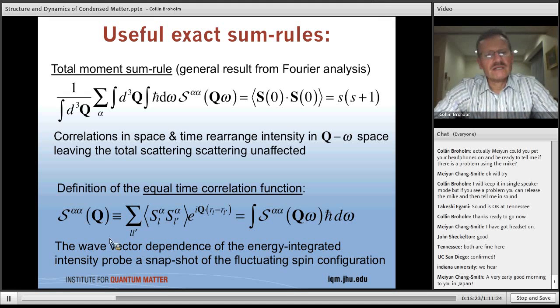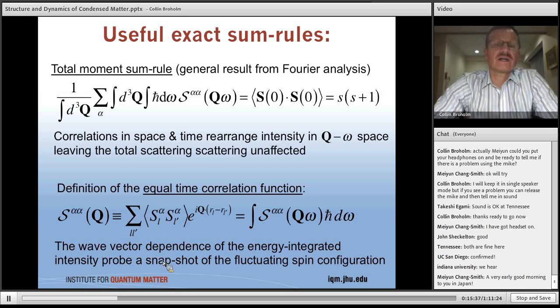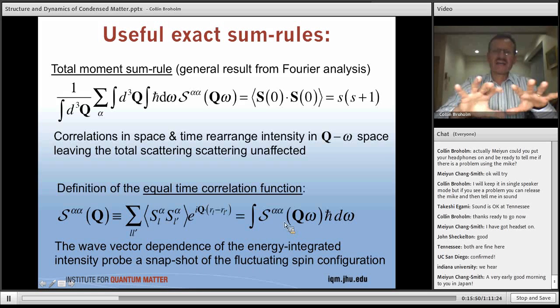So to give you a picture of what this equal time correlation function is, we could say that it is the wave vector dependence of the energy integrated intensity. We can say that it is, in a sense, the Fourier transform of a snapshot of the fluctuating spin configuration. So if I have a paramagnet, for example, where spins are in some dynamic fluctuating state, if I was to go and measure the energy integrated intensity, then that's going to relate to, if you can imagine that, a very fast photographic image of the spin configuration in its otherwise fluctuating state. This is what we can measure with the energy integrated intensity.